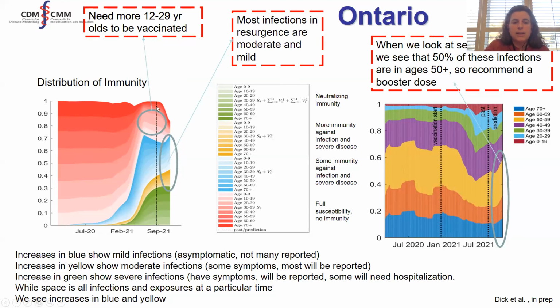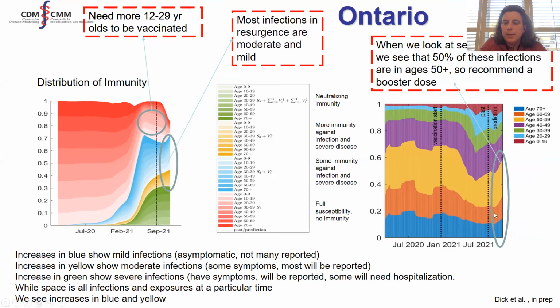Using this mathematical model, we were able to show that for individuals aged 12 to 29, there wasn't enough uptake of vaccine in those age groups. So vaccination programming for the 12 to 29-year-olds should be incorporated, or more advertisement or some public health programming should be increased. But we also found that most of the infections that would happen in the fall wave would be mild, which is here in blue, or moderate in yellow, and not a lot of severe infections were going to happen.